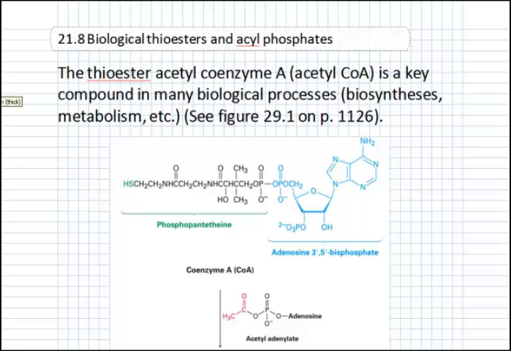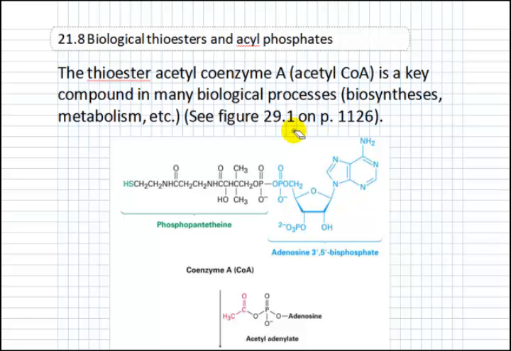We can talk for just a moment about a couple of very important biological carboxylic acid derivatives, and I really only mention this one because acetyl coenzyme A, which is a thioester, is a key compound in many biological processes, whether it's biosynthesis, so the way that your body makes fatty acids and proteins and things like that, as well as metabolism, the way your body breaks down everything that you get, whether it's sugars or fats or proteins.